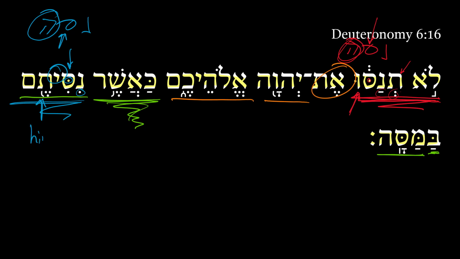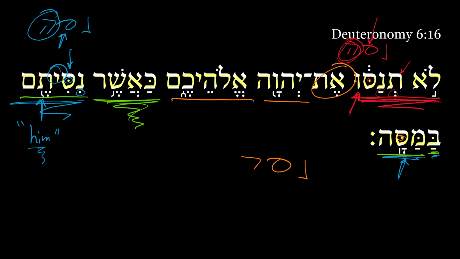So we could include just as y'all tested him as what we might call a null object, or an object that's missing. That would be entirely fine. Just as y'all tested him at Massa. Now, look at this word Massa. This is a proper name, and we all kind of know it as such. But look at this dagesh right here.